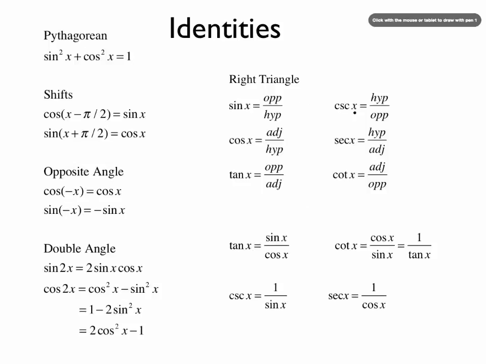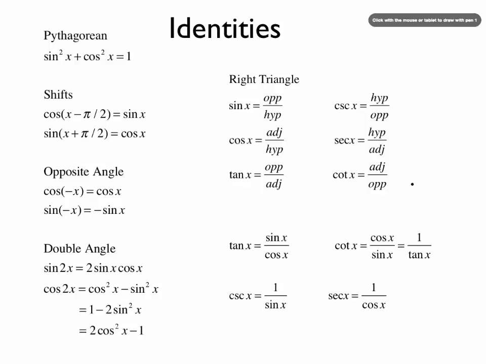Okay, so then there's the cosecant, which is basically the reciprocal of sine. It's 1 over sine, so you see that down here. 1 over sine is cosecant, therefore it's hypotenuse over opposite. Similarly, the secant is 1 over the cosine. Since cosine is adjacent over hypotenuse, the secant is hypotenuse over adjacent. And then the cotangent is the reciprocal of tangent, so it's adjacent over opposite.